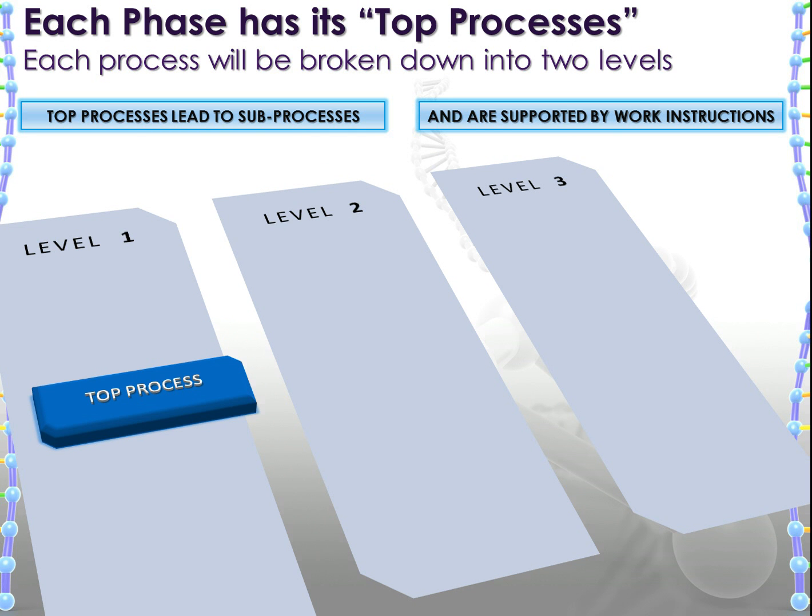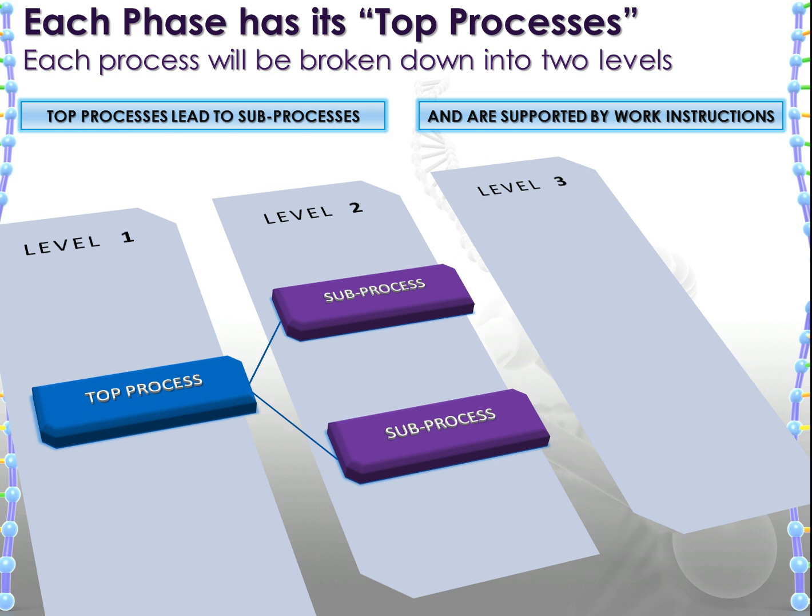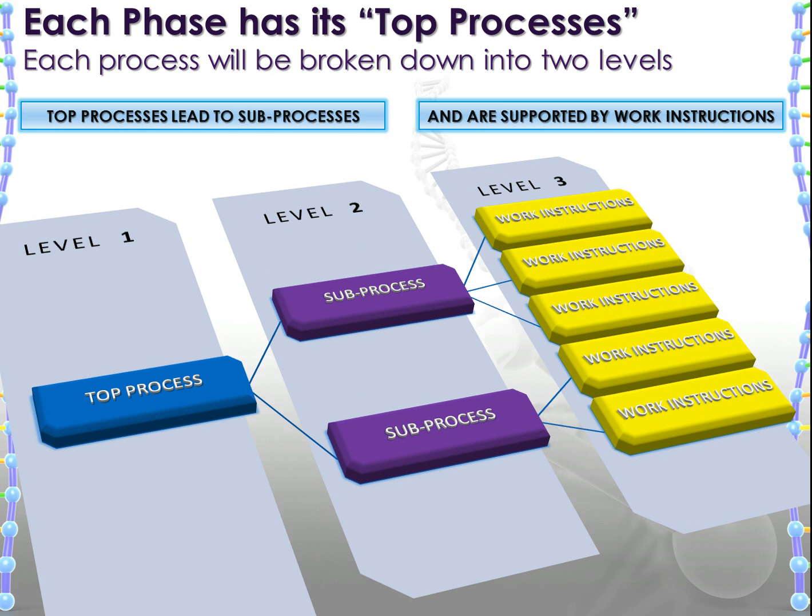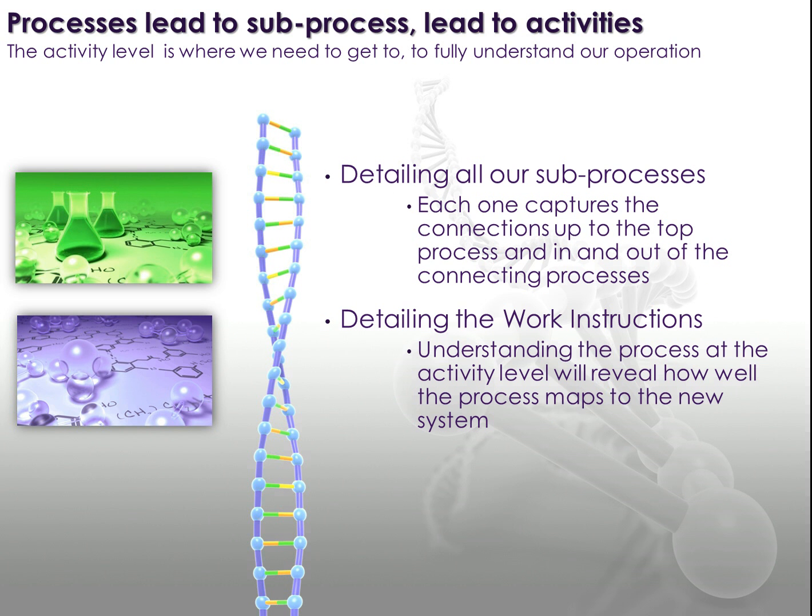Each phase of our product realization process has its top processes. Then each process will be broken down into levels. The top processes lead to sub-processes and are supported by work instructions. Processes lead to sub-processes, which lead to activities. The activity level is where we need to get to fully understand our operation. Detailing all our sub-processes, where each one captures the connections up to the top process and in and out of the connecting processes, is crucial.